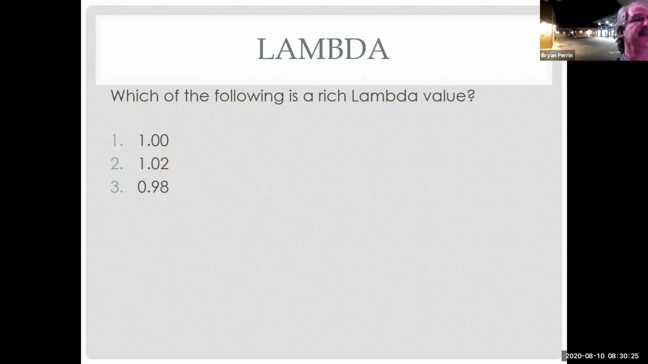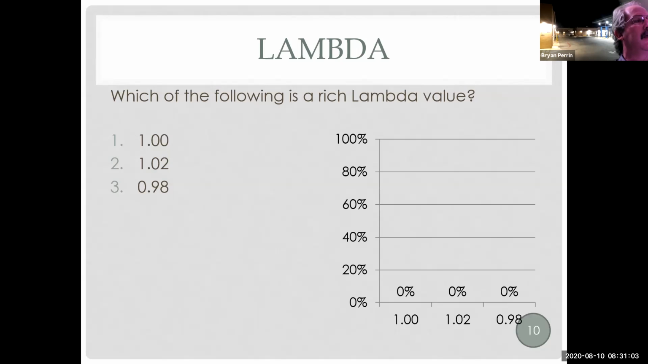So which of the following is a rich lambda value? 1.02? No, 0.98. Remember, it's the ratio of oxygen available to oxygen required. So if I have less oxygen available than I require, my ratio will be less than 1. If I'm running lean and I have more oxygen available than I require, my ratio will be over 1. It's 3. Yep, you're right.